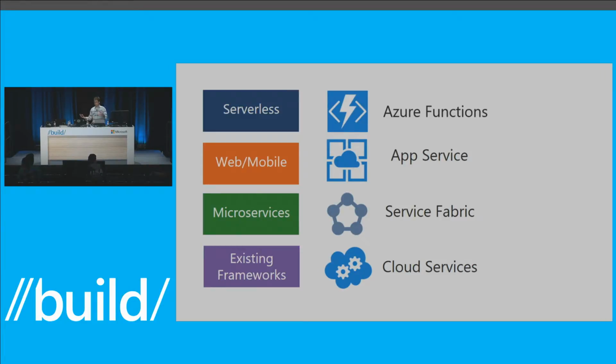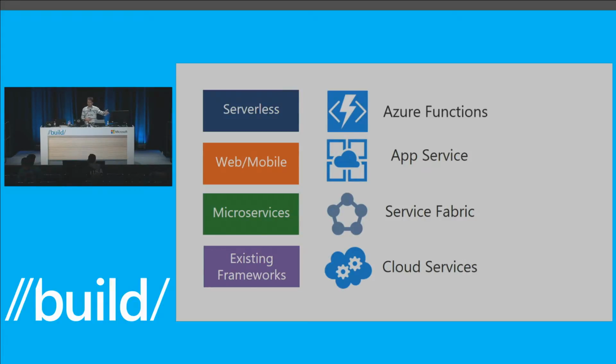With microservices, Service Fabric is the answer, and we'll show a little bit of that today. And then, of course, existing frameworks. The solution we have today is cloud services. This is a perfect example of a .NET-based existing solution to be able to deploy some VM native code, but being able to deploy in a PaaS-like environment. And so across these four, very, very powerful stuff.